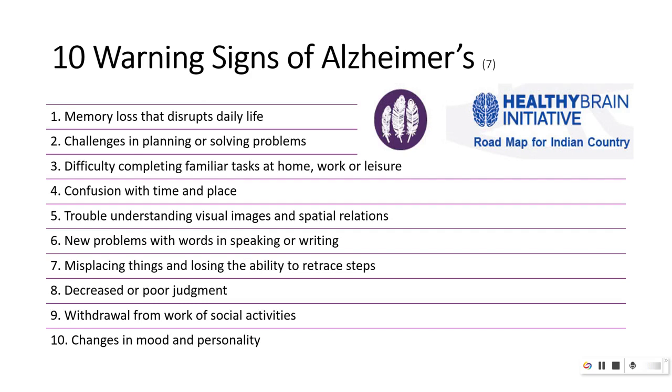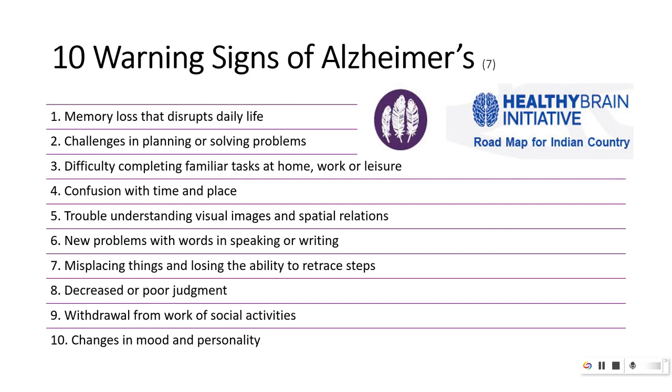Number 7, misplacing things and losing the ability to retrace steps. So just trying to find your items, such as your car keys. You might find your car keys in the washing machine or in the dryer, and aren't able to retrace your steps to find the lost items. Frequently, if I misplace something, I can backtrack and think, okay, where did I put that? And be able to find what I'm missing. The person that is starting to have some Alzheimer's is not able to backtrack because they can't remember where they were.